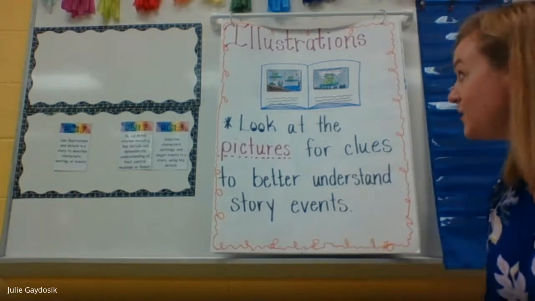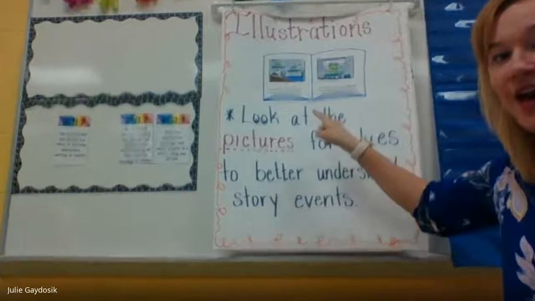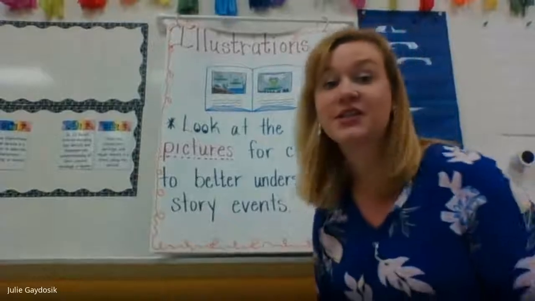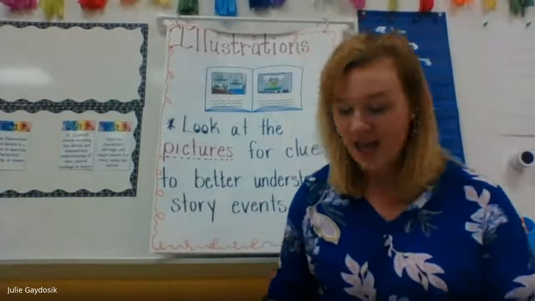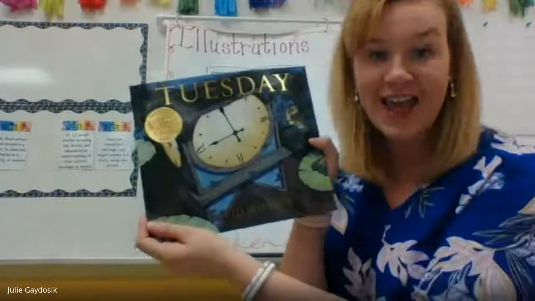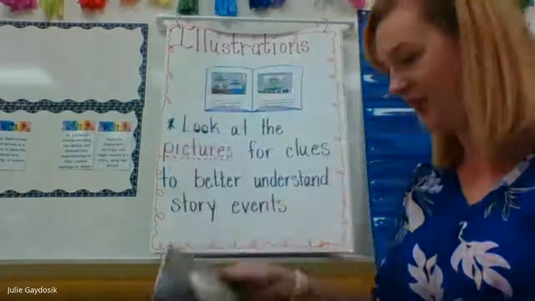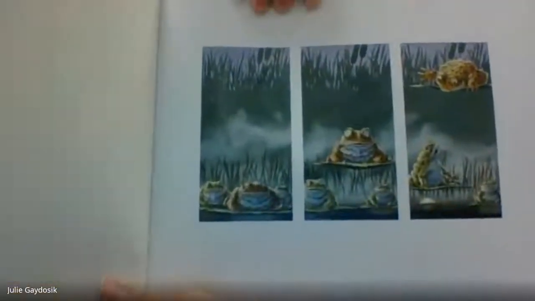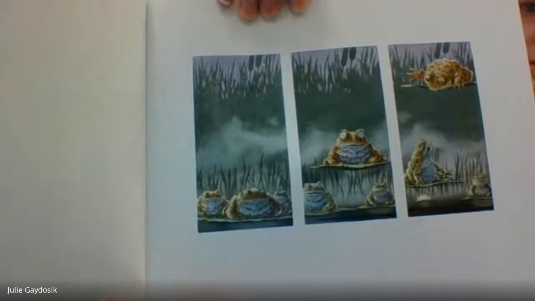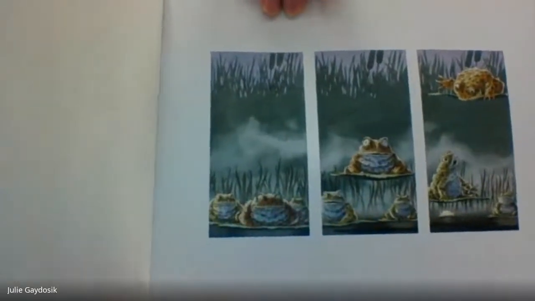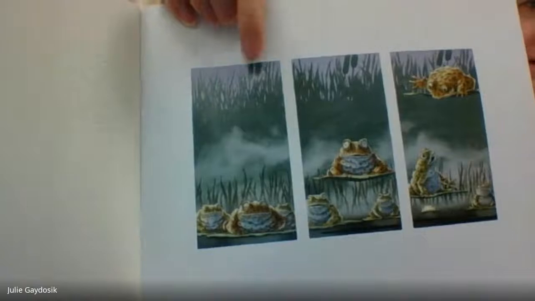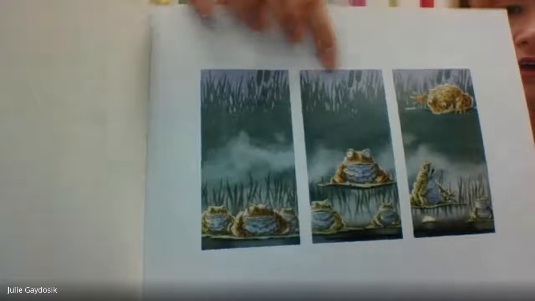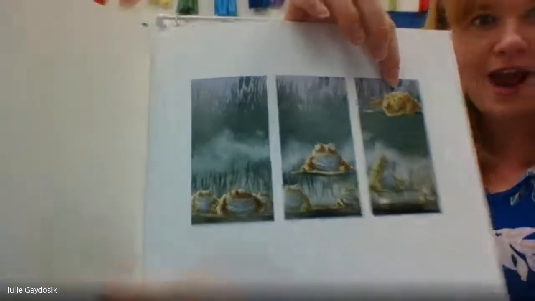So the best way to teach this is with a picture book. So that's what we're going to read today. Our story today is Tuesday by David Wiesner. So if I was to talk about this picture, there's Frog sleeping. Uh-oh. The lily pads all start to lift up into the air.